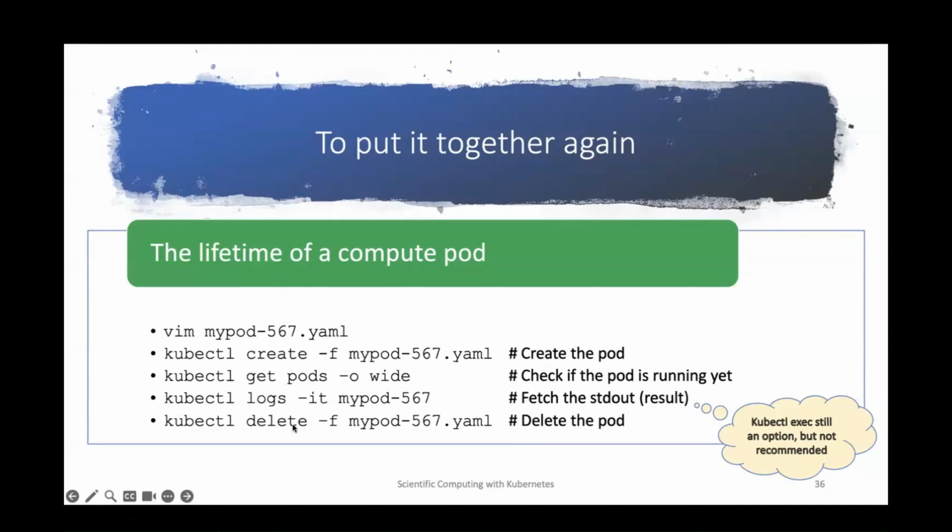Just remember, after you delete it, there's no way to call kubectl logs. So all standard output and error is lost. Unlike most batch systems, which deliver that file back to your submit node, there is no submit node here. So it's your responsibility to fetch any standard output and error before the pod is deleted.